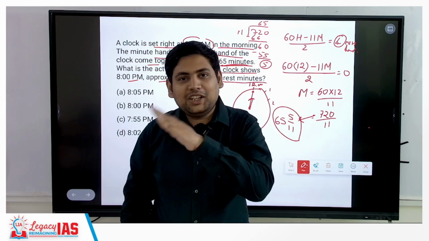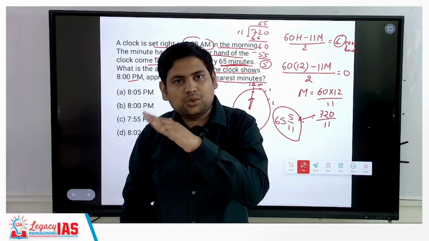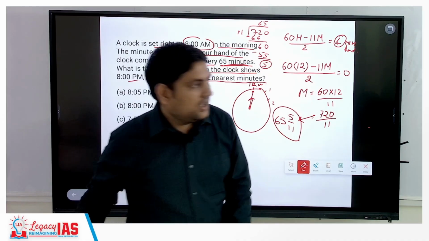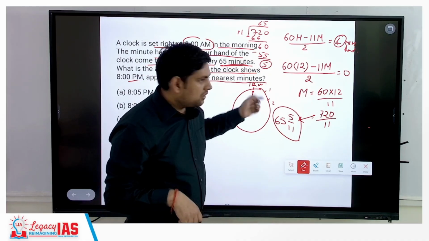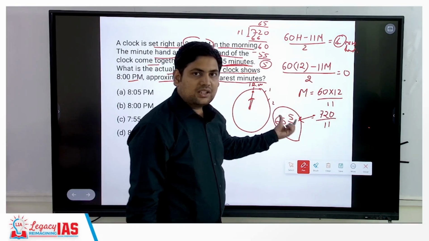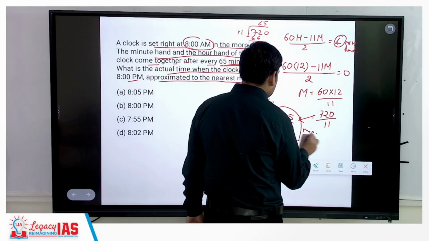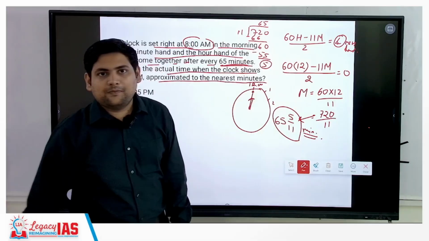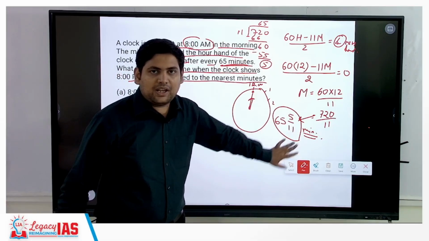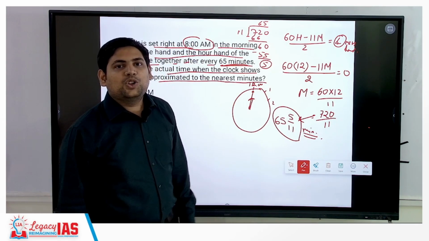Because 1 and 2 takes equal time, that is 1 hour between 1 and 2, and let's say 4 and 5 is the same, correct? So they have a uniform speed. Now if it takes 65 and 5 by 11 minutes to coincide from 12, it will again take 65 and 5 by 11 minutes each time to coincide. Understood? It will always take 65 and 5 by 11 minutes every time to coincide. This is for a normal clock.